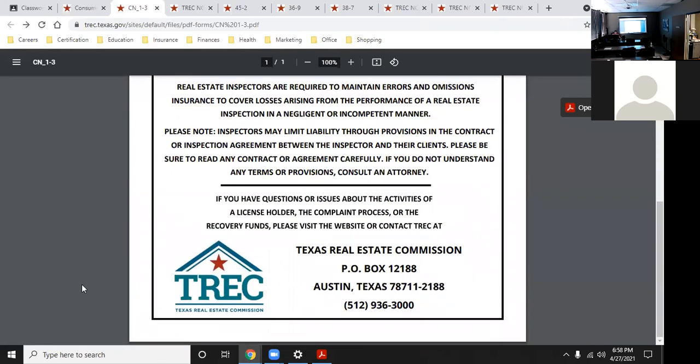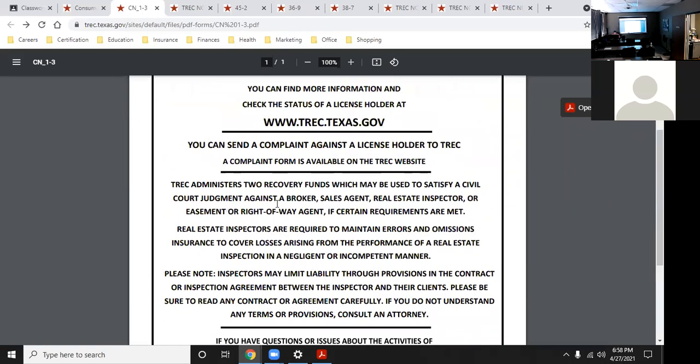Yeah, and so this is where they're located. You can send them an email, or you can send them a letter, or you can call them, or whatever. This is something that you have to give every single time to every client. It's good practice to honestly give it to them every time you talk to them.